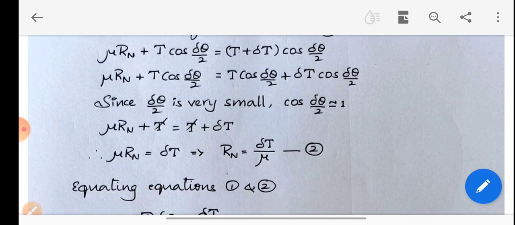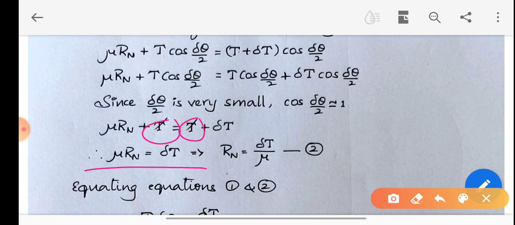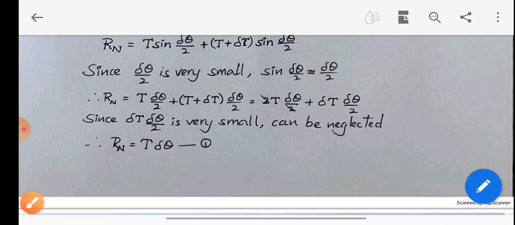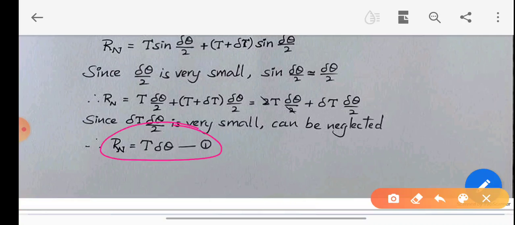So we will get μRn + T into 1, that is T, is equal to, again here, T + ΔT. So T I will cancel, so I will get μRn is equal to ΔT, or I can write Rn is equal to ΔT by μ. This I will call equation 2. And this is our equation 1, that is Rn is equal to T Δθ.